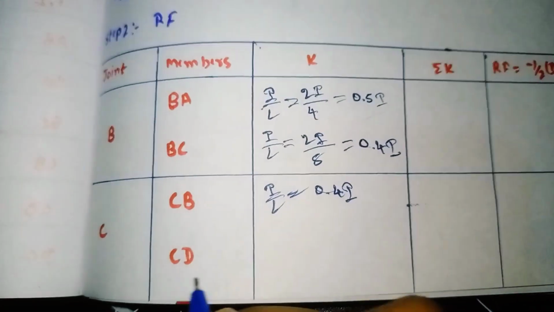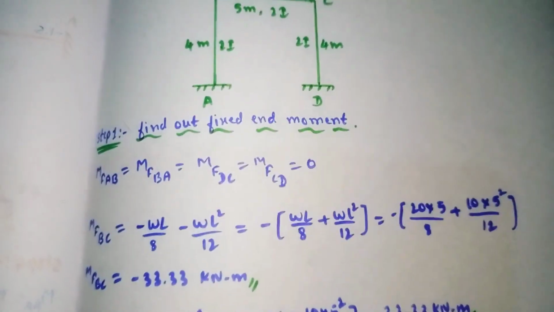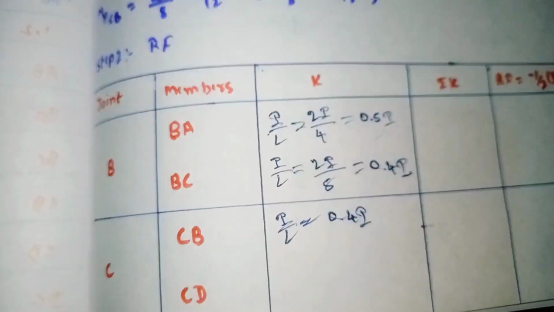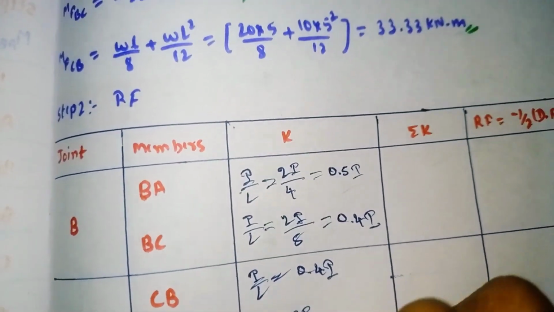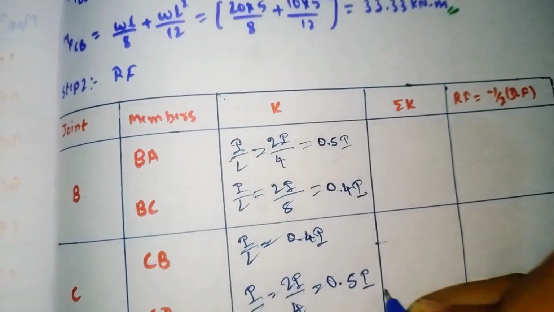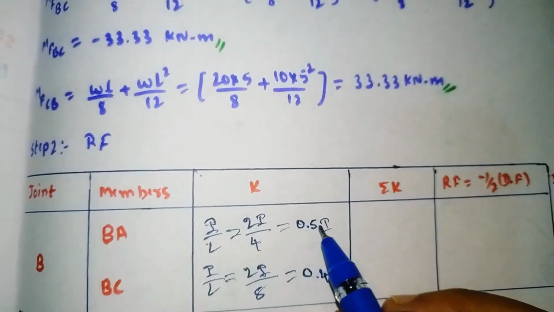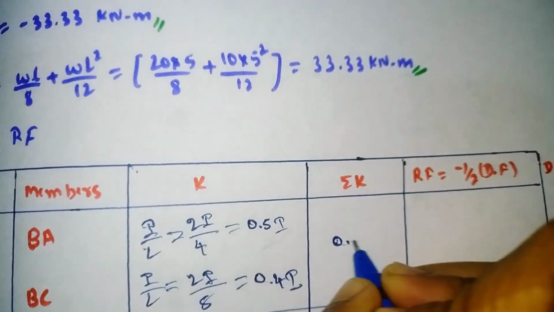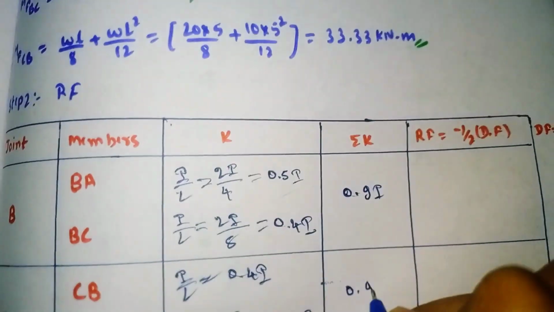Similarly for CD, it is fixed and we have I divided by L. Again the same formula: I is 2I and length is 4 meter. So we substitute, and it will come out as 0.5I. Now we will do the summation of K. 0.5I plus 0.4I will come out as 0.9I. For this joint also 0.9I.